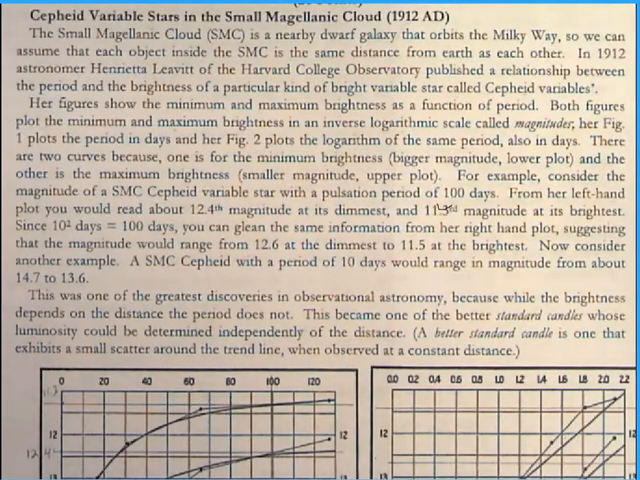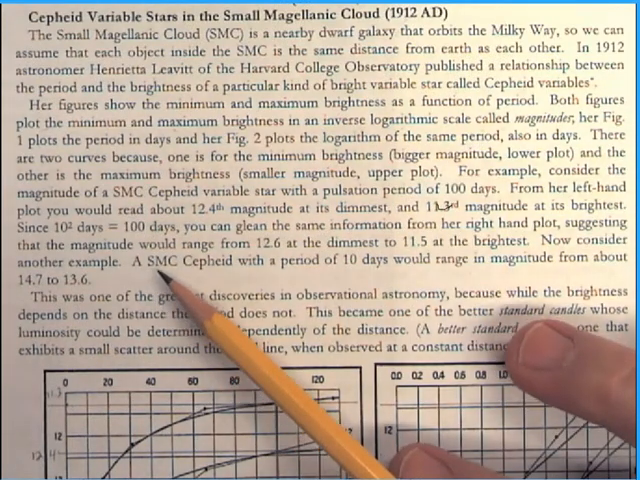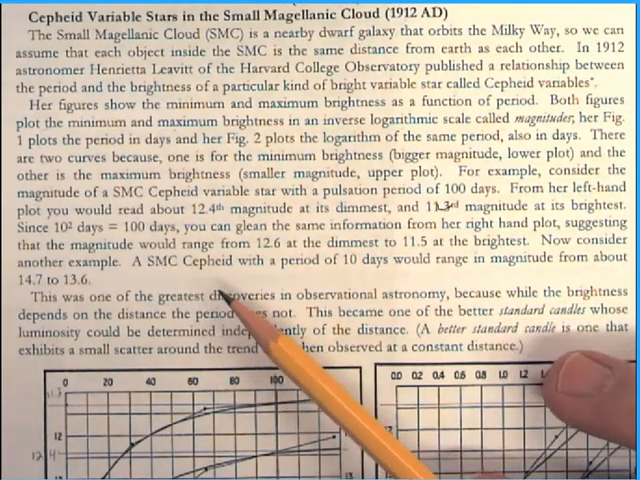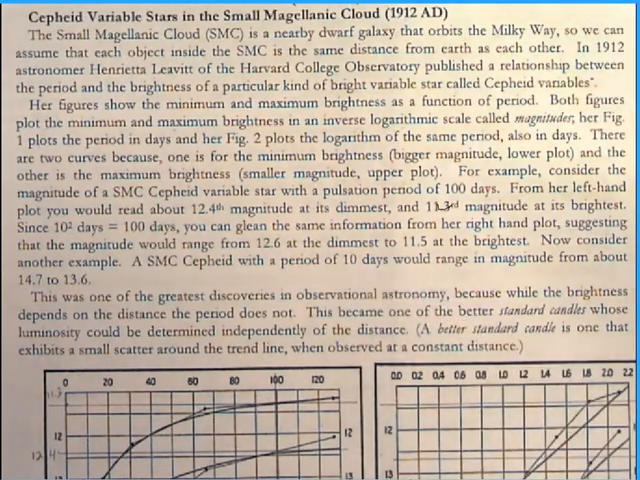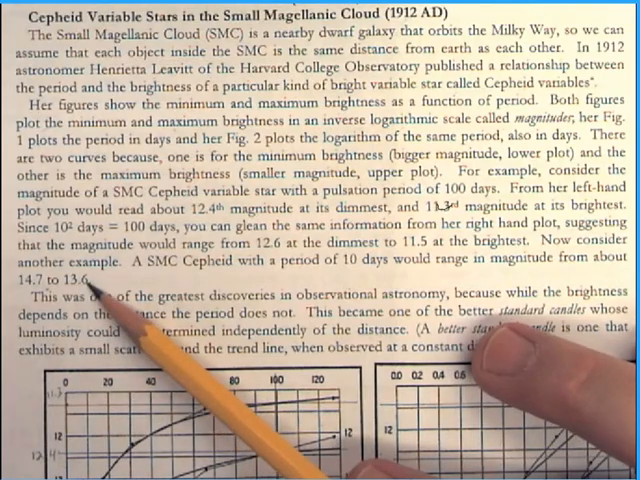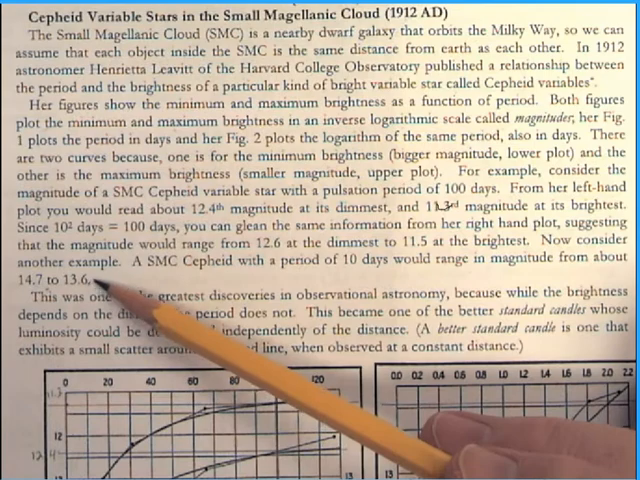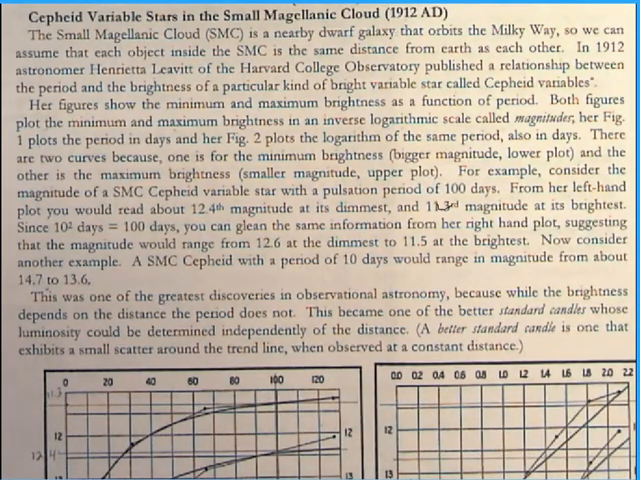Okay, now where were we in our reading of the problem statement? Now consider another example. A small magnitude Cepheid with a period of 10 days would range in magnitude from about 14.7 to 13.6. You should look at your sheet and make sure that you can reproduce that yourself before you move on.